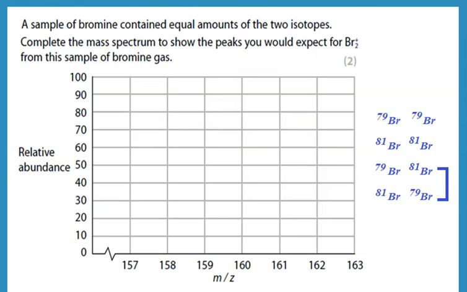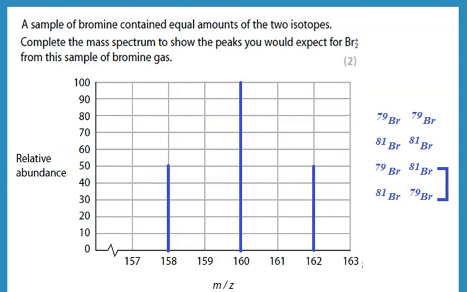The one with both of them 79 will have a mass of what? It will have a mass of 158. So I should have a peak at 158. The one with both the bromines with a mass of 81 will have a total mass of 162. So I should have another peak at 162.